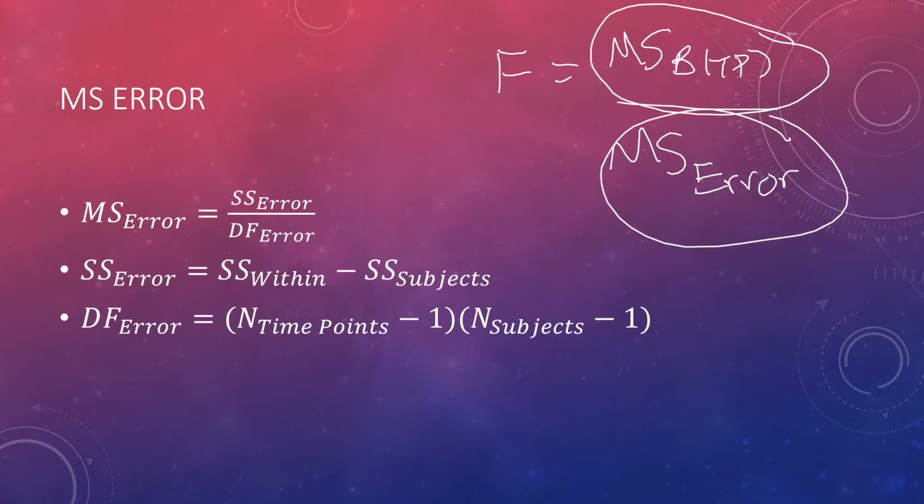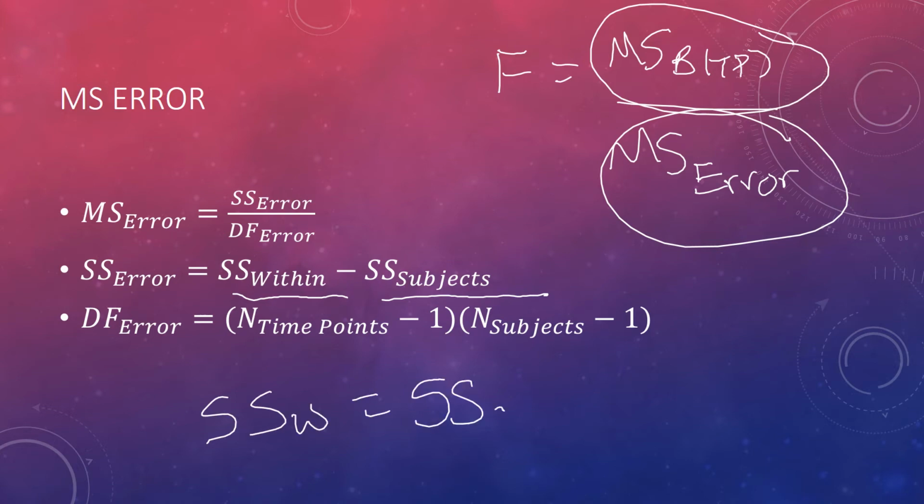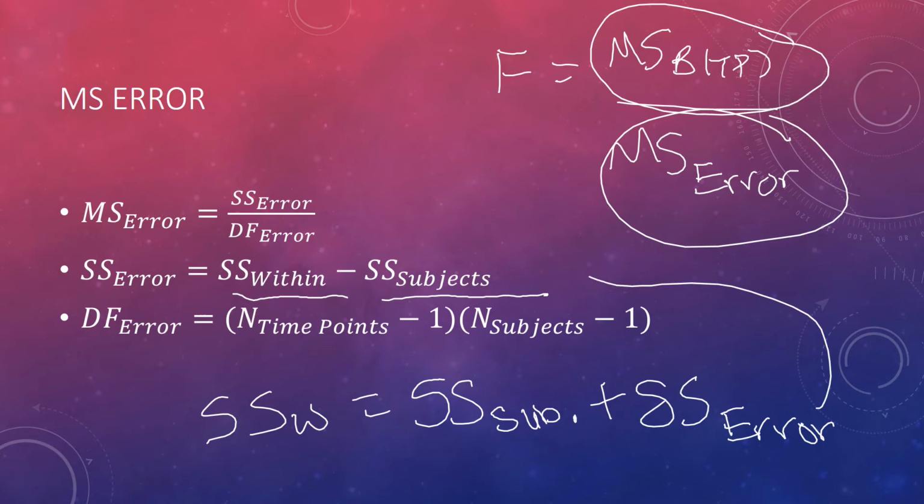The MS error is just the sum of squares error divided by its degrees of freedom. That's really not too much of a surprise here. The sum of squares error is the sum of squares within minus the sum of squares subjects. So remember that pie chart that we had. The within is basically the variability due to the subjects or the individual differences plus some unexplained error that we don't know what it's from. So if you rearrange this, you'll get this formula here.